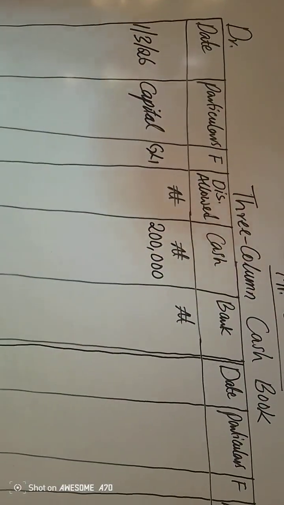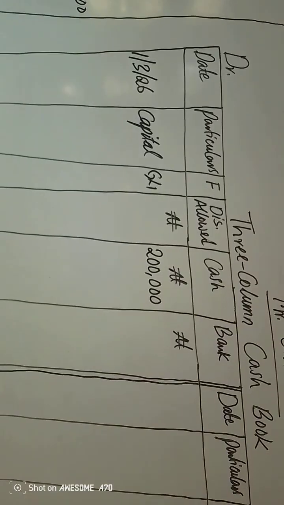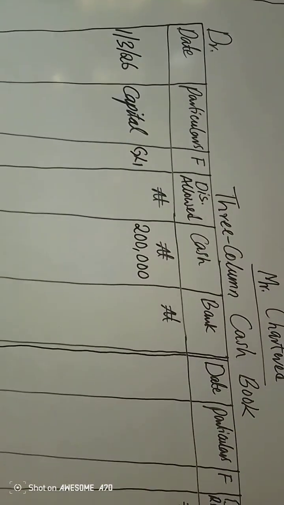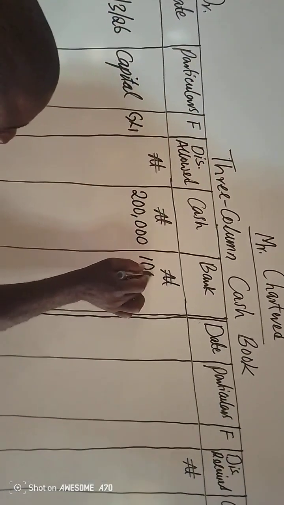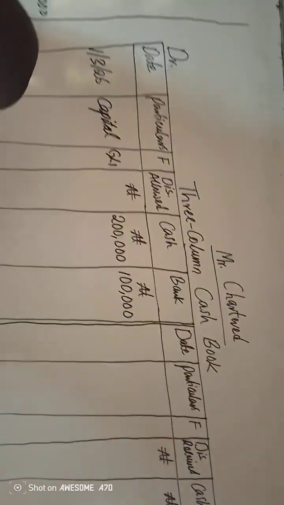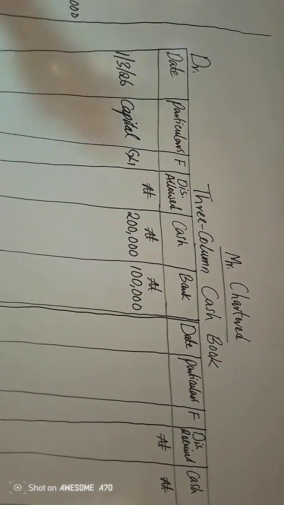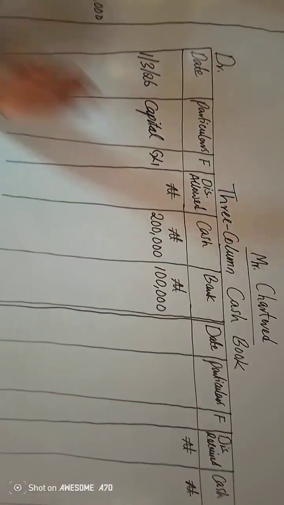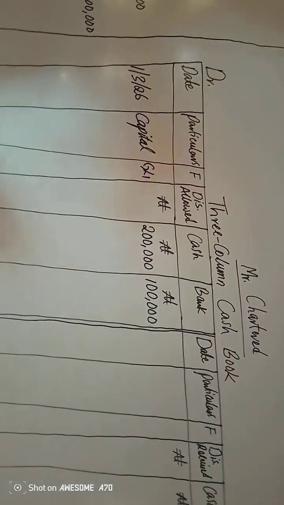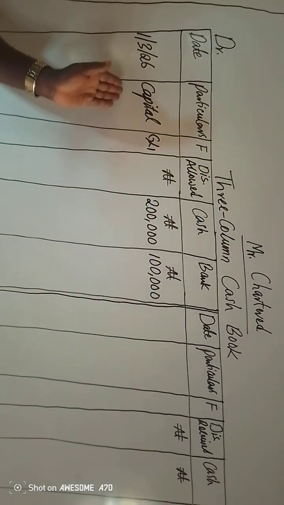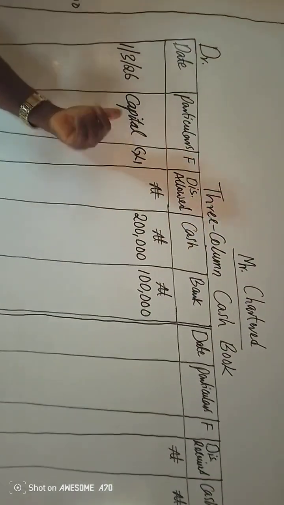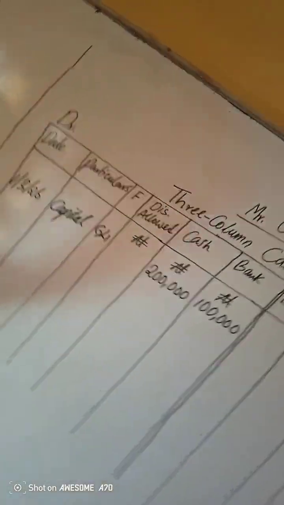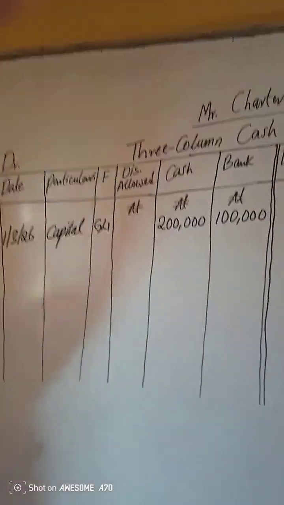Then on the same day, the business received capital by way of money in the bank. And how much is that? 100,000. Now we are saying that this is what the owner started the business with: cash in the form of capital of 200,000, and bank, also a form of capital, of 100,000. And you can see cash has been debited because the business is receiving cash by way of capital.